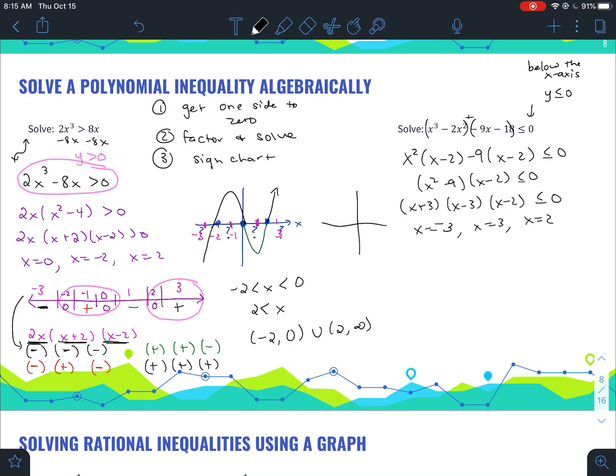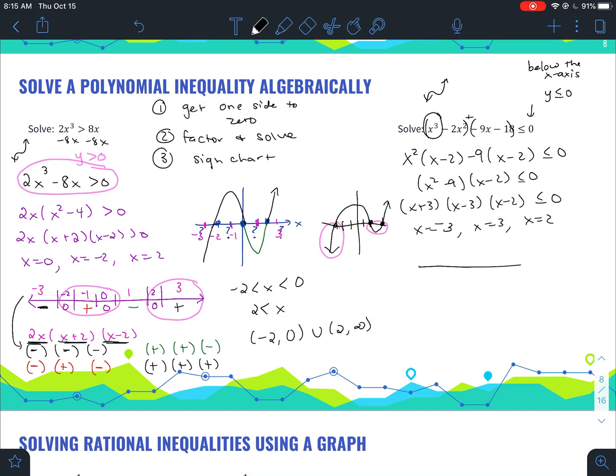So on the graph, I know it's going to cross over at 2, at 3, and at negative 3. And if I look at my degree, that's the x to the third, I know that my graph should start down and end up. So if I were just to quickly sketch it, it wants to know where this graph is less than or equal to 0. Well, it's less than or equal to 0 here and here. Those are the values where my graph is underneath the x-axis.